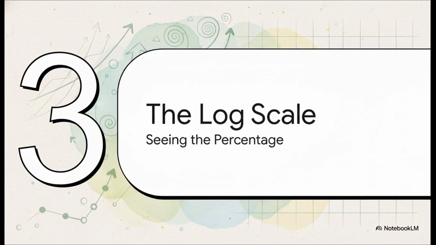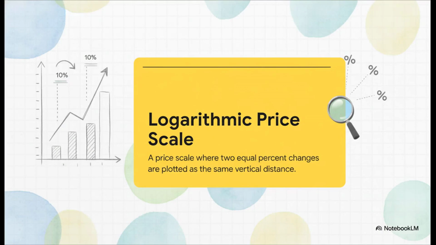All right, now let's switch gears and talk about the logarithmic scale, or log scale. This is the one most professional traders and technical analysts actually prefer, especially when they need to see the real story of growth over time. And here is the huge difference. A log scale really doesn't care about dollars, it only cares about percentages. On this scale, two equal percent changes are always plotted as the same vertical distance.